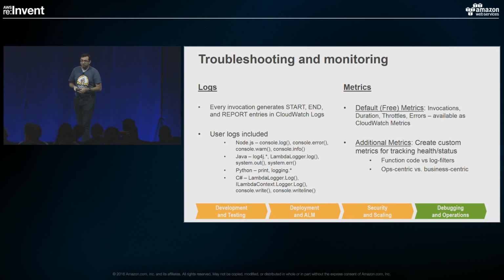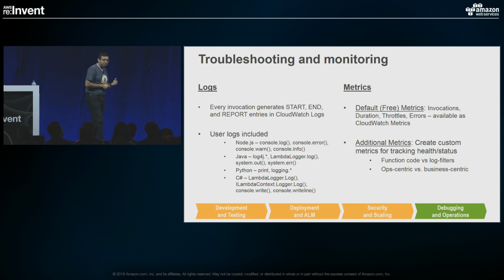For normal troubleshooting and monitoring, everything goes to CloudWatch logs and CloudWatch metrics. We have a default log where we have a start, an end, and a report. Plus, inside the function, depending on the runtime, we have different ways in which you can submit the logs. For Node, for example, it's console.log. For C#, it's lambda-logger.log. So you find out what the right method to call is. Anything which you annotate with that is going to go inside CloudWatch logs too.